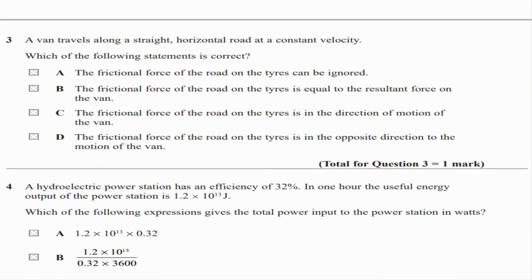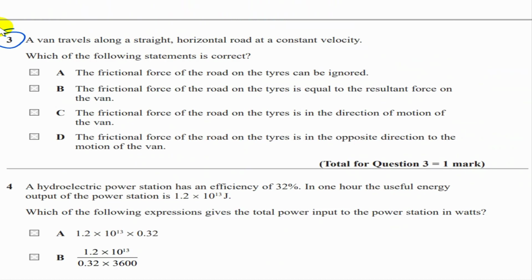Now question number 3. A van travels along a straight horizontal road at constant velocity. Which of the following statements is correct? When any object moves with constant velocity, remember the resultant force is zero. So here the correct answer will be the frictional force. Correct answer is option D.